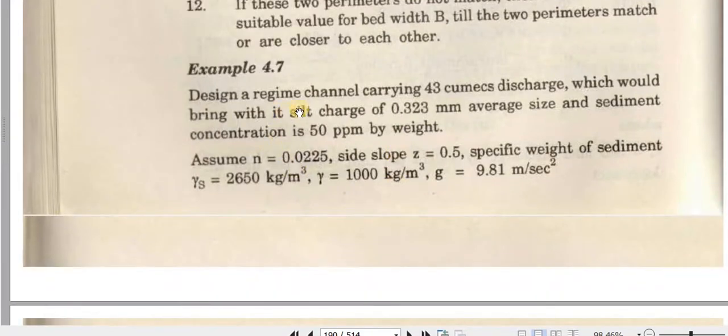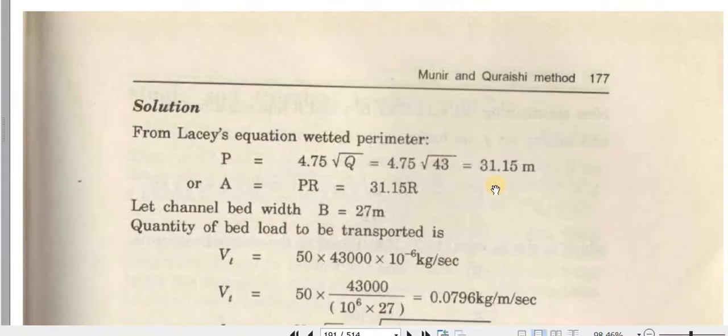Design a regime channel carrying 43 cubic discharge, which would bring with it silt of 0.323 millimeter average size, and sediment concentration is 50 ppm by weight. So sediment concentration is 50 ppm by weight. Assume N is equal to this side slope 1/2 ratio 1, specific weight of sediment gamma s 2.650, gamma 1000, and g 9.81. It is an SI system unit.